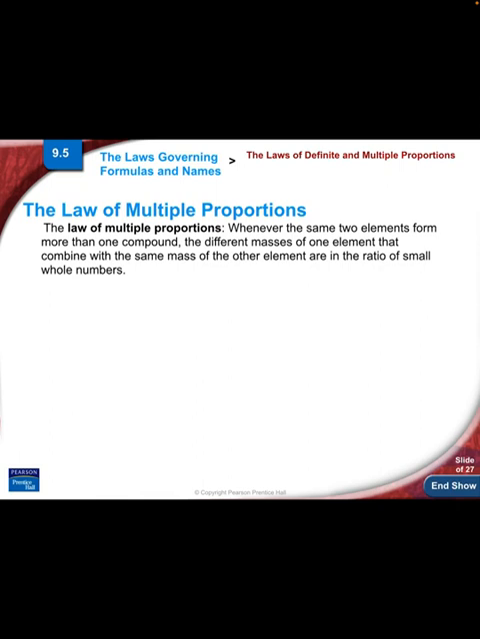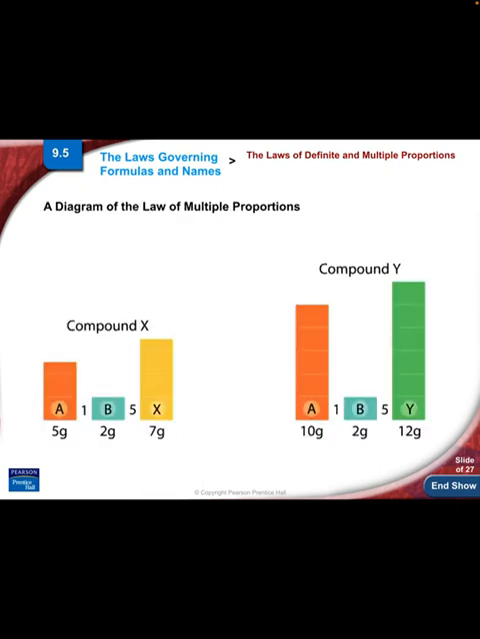The law of multiple proportions states that when 2 elements form more than one compound, the different masses of one element that combine with the same mass of the other element are in the ratio of small whole numbers. An example of this might be nitrate and nitrite, or carbon monoxide and carbon dioxide, or the previous example of water and hydrogen peroxide. This actual slide has an error in it.